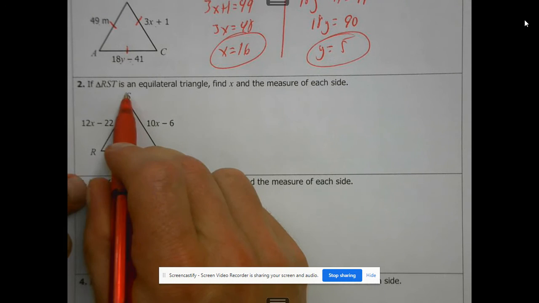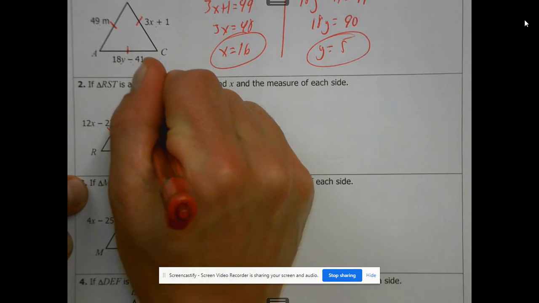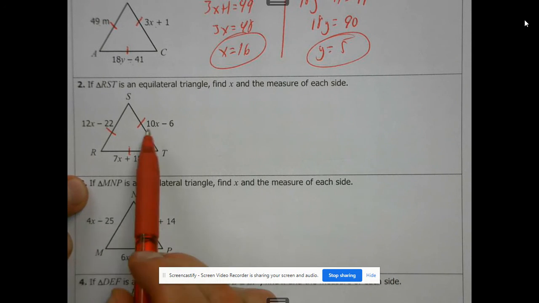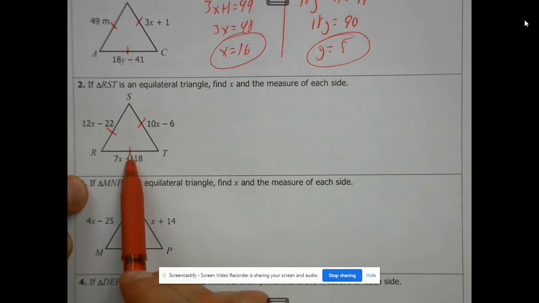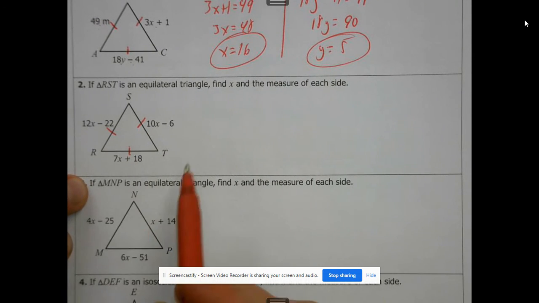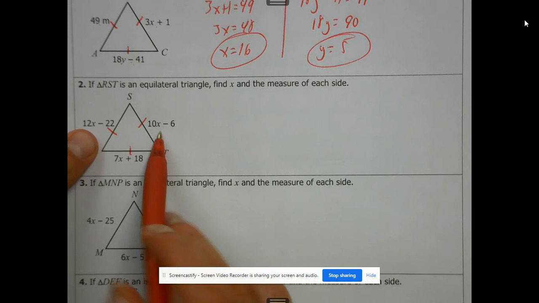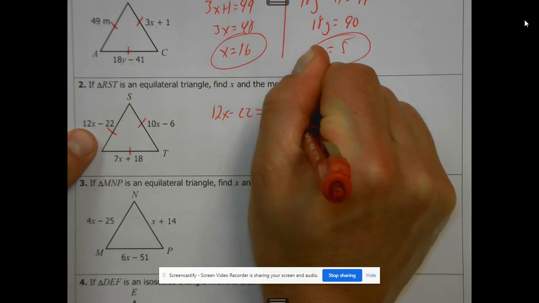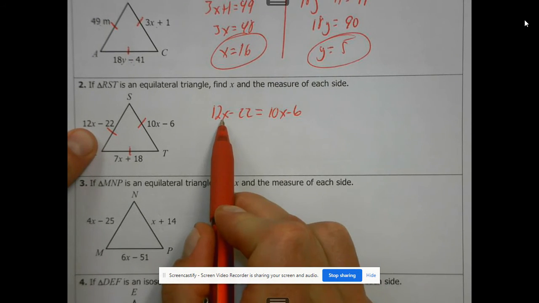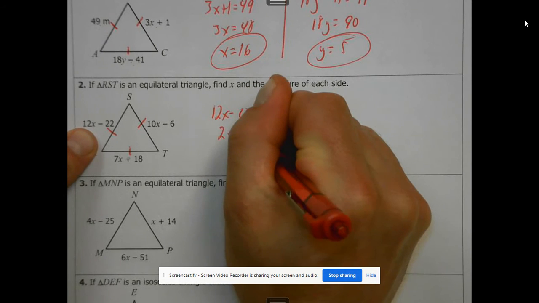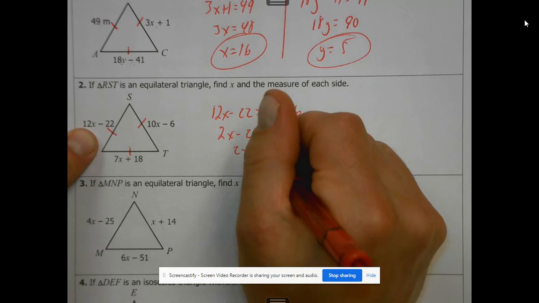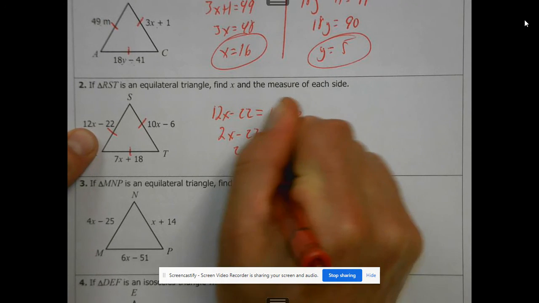Number 2, RST is equilateral. So once again, all sides are the same. Find x. So we have options here. Since I know that all sides are the same, I can pick any two of the sides and set them equal to each other because they are congruent to each other. I'll just work with the top two. 12x minus 22 is 10x minus 6. I'll subtract the 10x to the left. I'll add 22 to the right. Gives me 16, and 2 goes in there 8 times.